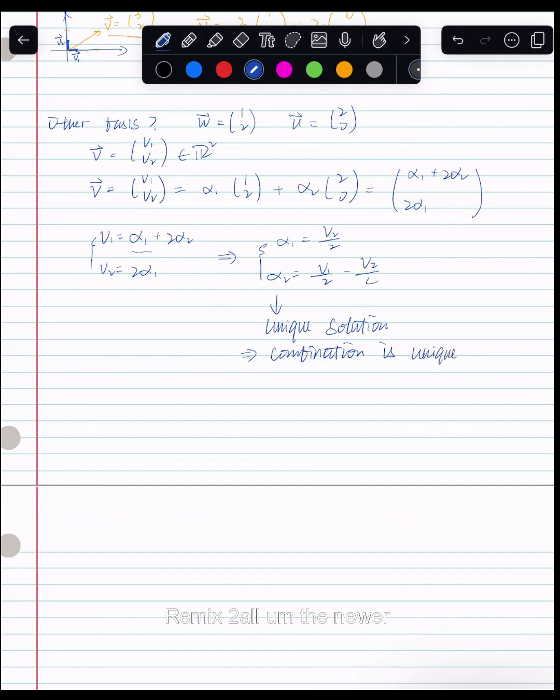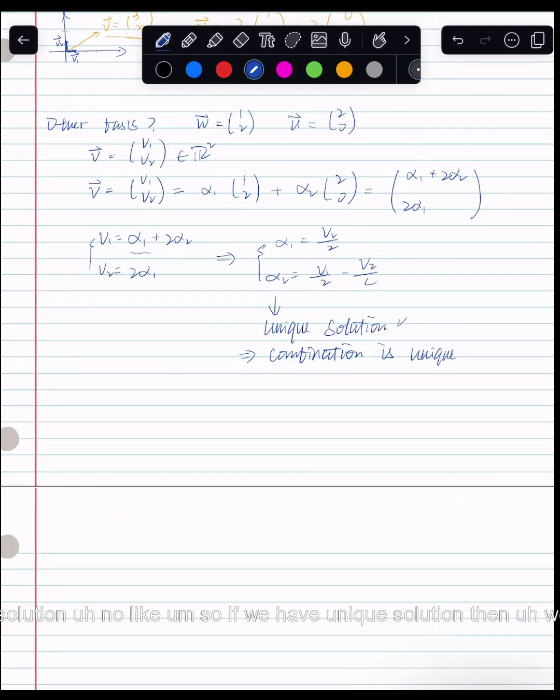Are all linear combinations unique solutions? Do they all have a unique solution? No. If we have a unique solution, then we know that our original set of vectors can be called a basis. But if we choose some set of vectors that cannot be called a basis, then we would not have a unique solution. We will see an example.